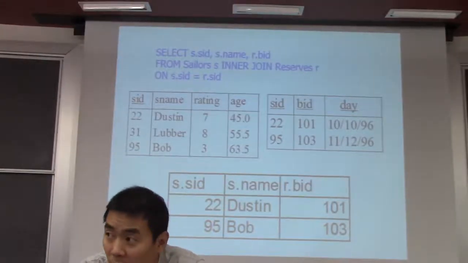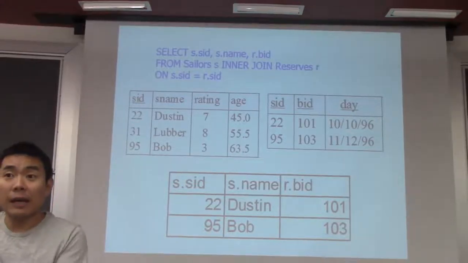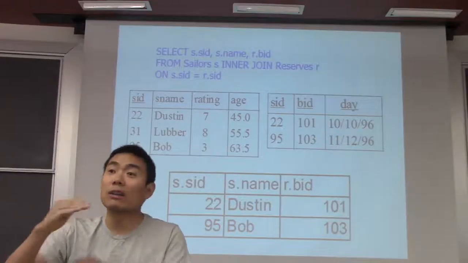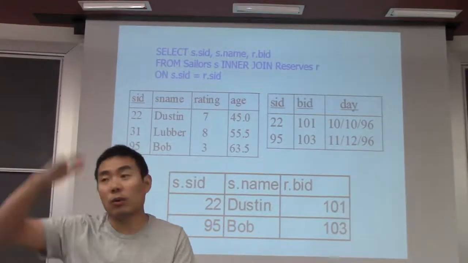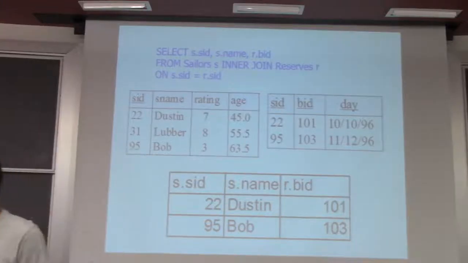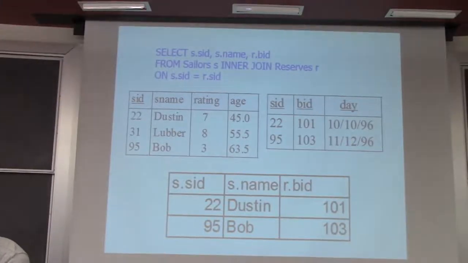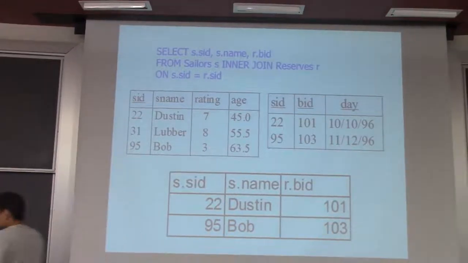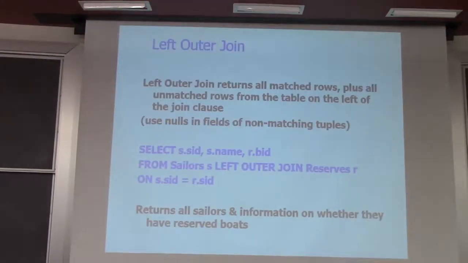There are cases where I do want to show a list of all the sailors and the associated boats he or she has reserved, when that happens. But if he or she hasn't reserved any boat, I still want to see their names in the final output. This happens quite often. You can imagine there are many applications where this may happen. So what do you do? Well, in that case, you rely on outer join.